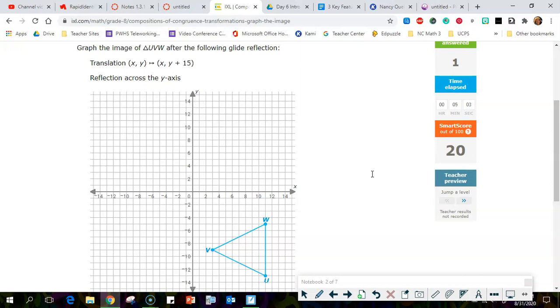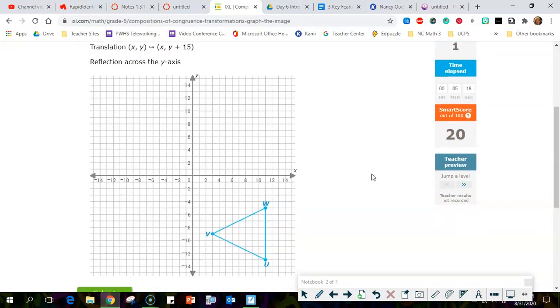So 2 transformations have been performed on this triangle. The first one is that it's moved 15 up. Okay, so the y plus 15 means it's moved 15 up. And then we want to reflect it across the x-axis. So let's figure out what the points are first.